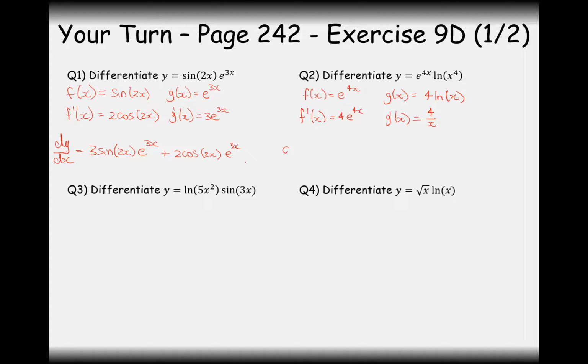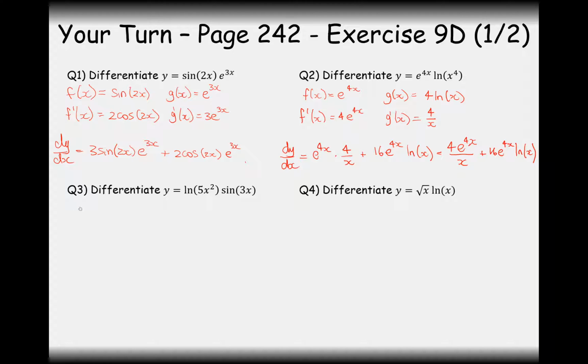And now let's just apply the product rule. So effectively we're cross multiplying here, so it's going to be e to the 4x times by 4 over x plus 16 e to the 4x ln x. And simplifying this, we are going to get 4 e to the 4x over x plus 16 e to the 4x ln x. So there we are, that's the answer to the second one.